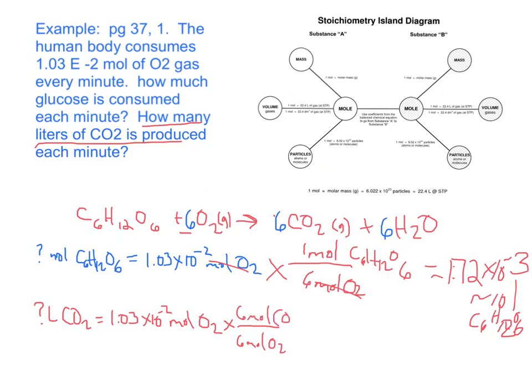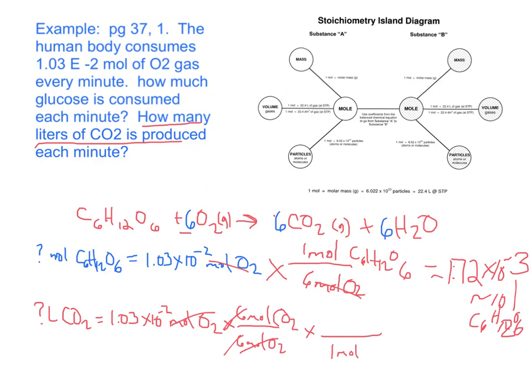So mathematically, this step is going to do nothing except change our unit from moles of oxygen to moles of carbon dioxide, because the 6's divide out. 6 over 6 is 1. And then we are supposed to give the output in liters, so we need to remember, as long as we're at standard temperature and pressure, we can just use 22.4 liters is 1 mole.